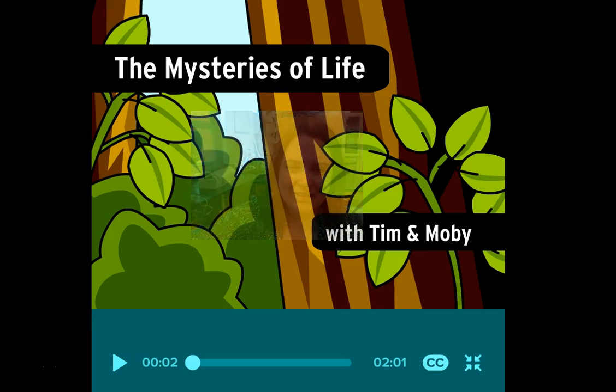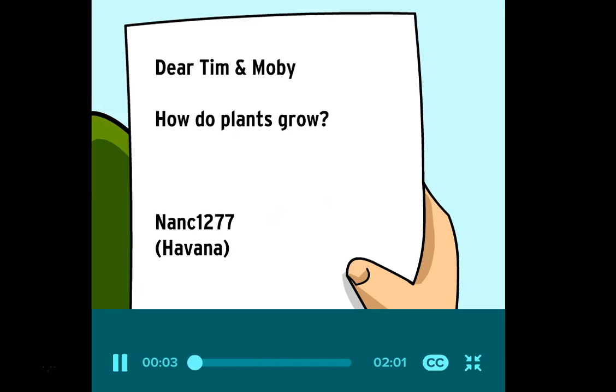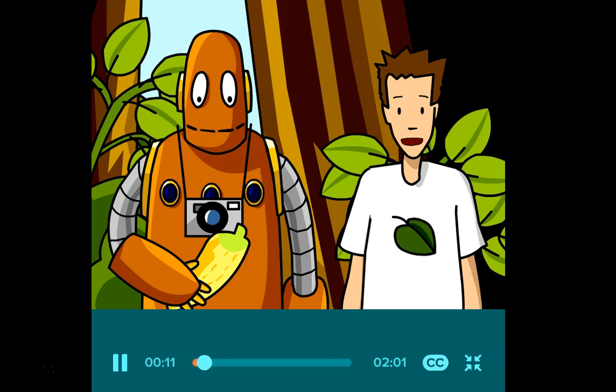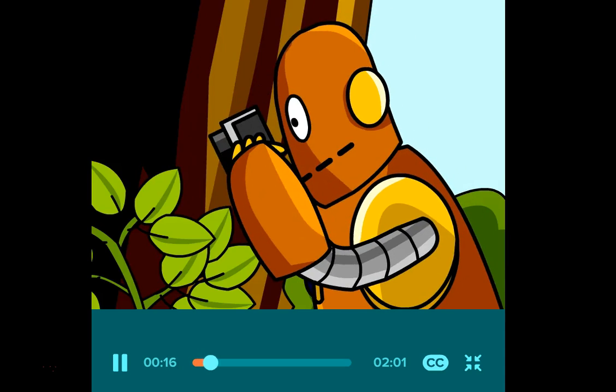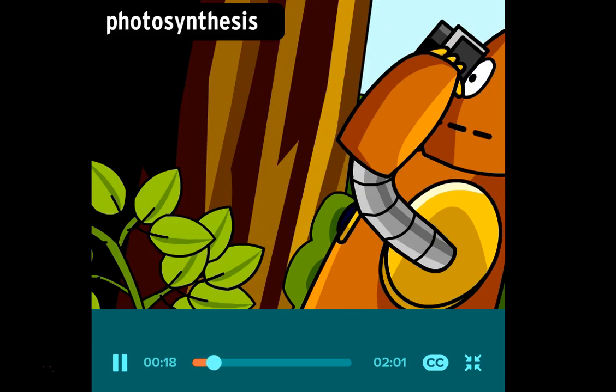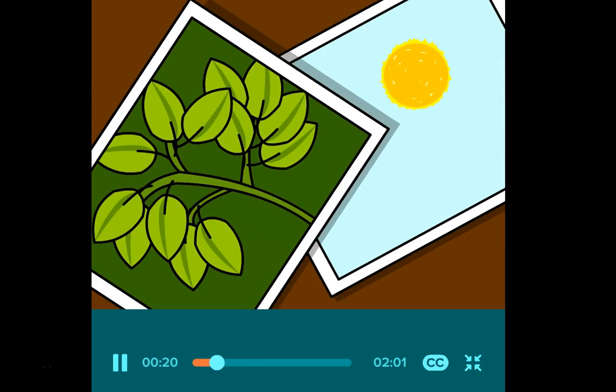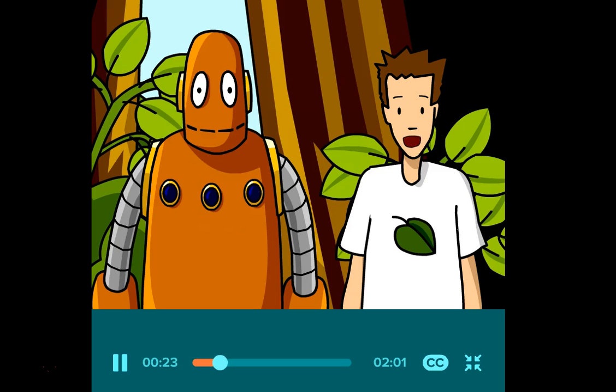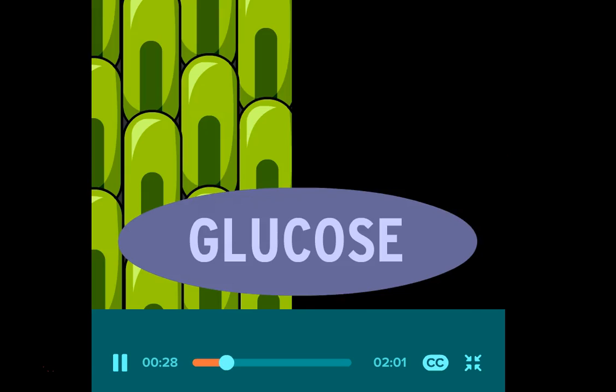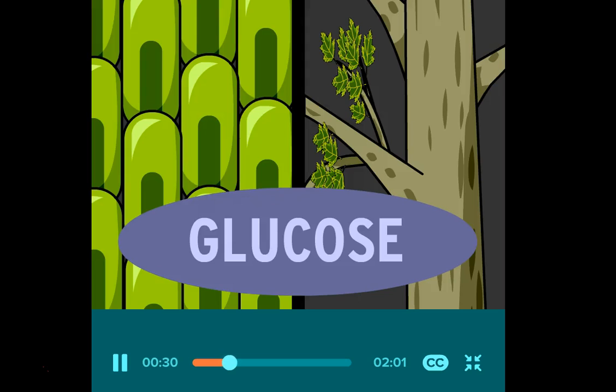Tim and Moby. Dear Tim and Moby, how do plants grow? From Nance1277. All living things need nourishment to grow, but plant food is different from people food. Plants make their own food in a process called photosynthesis. Photosynthesis couldn't happen without the sun. Plants collect energy from sunlight and use this energy to make a sugar called glucose. Glucose is the main source of nutrition for plants, fueling their cells for function and growth.